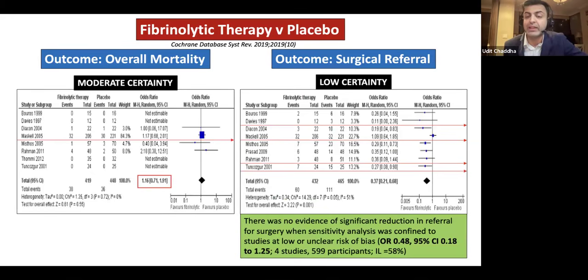However, when the studies with only low bias were looked at, this sensitivity analysis did not hold true, and the benefit for reduced surgical referral rates did not hold.